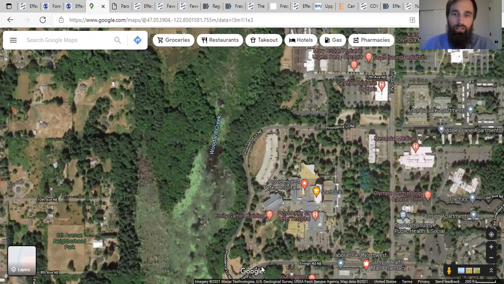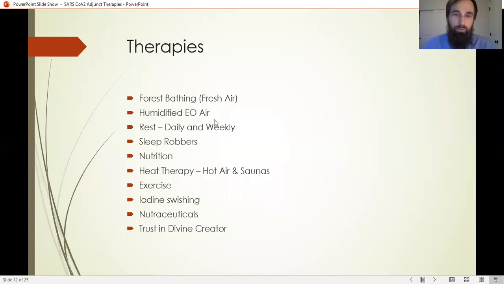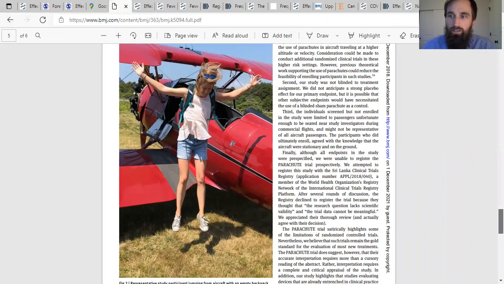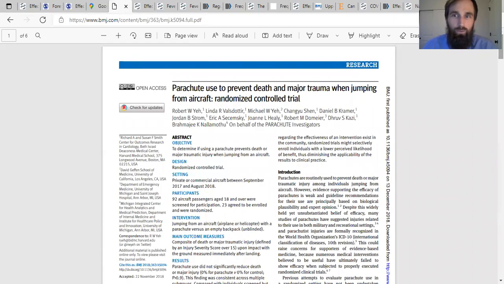So we looked at the forest bathing. We talked about the humidified essential oil air. We're going to look at rest. But before that, we have one more study to look at. Go back to our screen. This particular study was from the British Medical Journal. Parachute use to prevent death and major trauma when jumping from an aircraft.